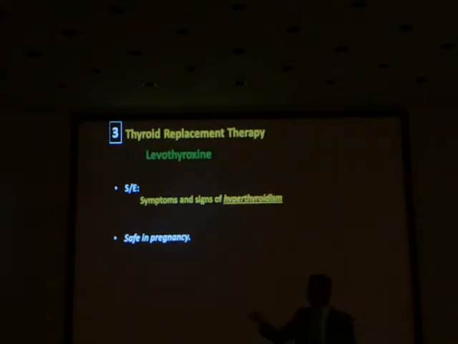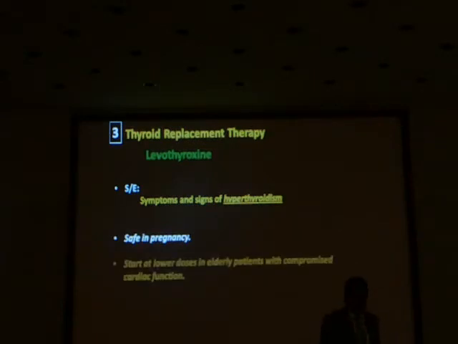That's why elderly patients, about 50 years, even if they have a regular normal cardiac function, we always start with lower doses of thyroxine and start going up, okay? And you might need to maintain them on the low doses of thyroxine. Did you get it?